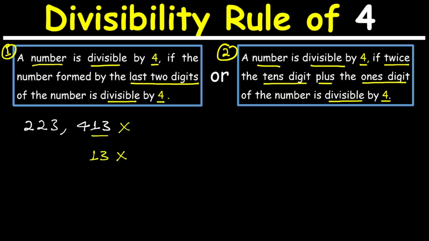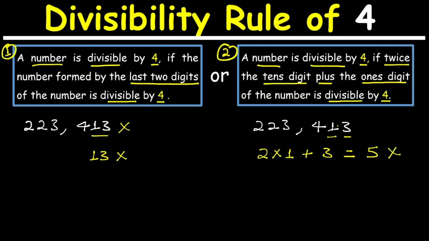Let's use the second rule. We have the number 223,413 and the tens digit is 1. So twice the tens digit plus the ones digit, which is 3: 2 times 1 is 2, and 2 plus 3 is 5. And we know that 5 is not divisible by 4 because 5 divided by 4 is 1 with a remainder of 1. Therefore, as 5 is not divisible by 4, the original number is also not divisible by 4.